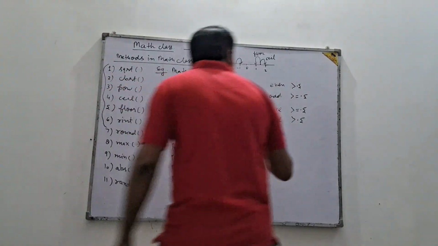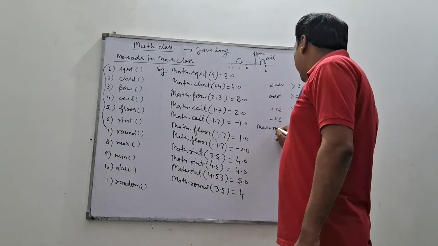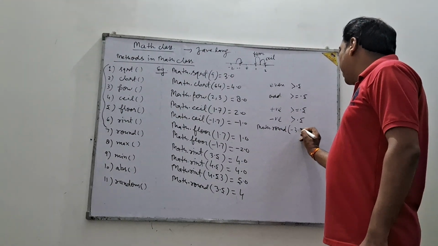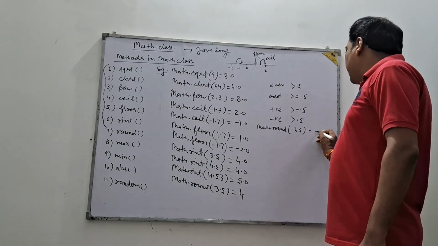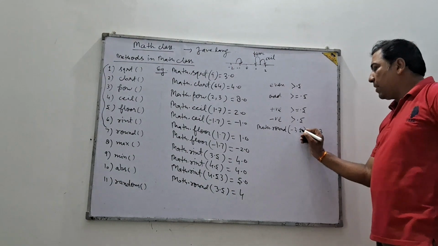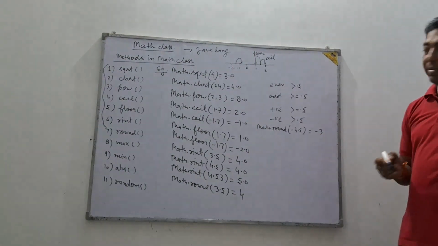Okay. Now another example. Math.round(-3.5). The answer is -3, right? Because if the number is negative, after the decimal point, only when the value is more than 0.5, it is converted to the next number.